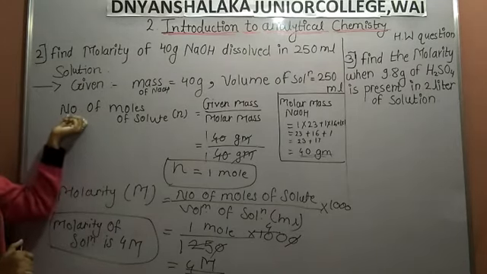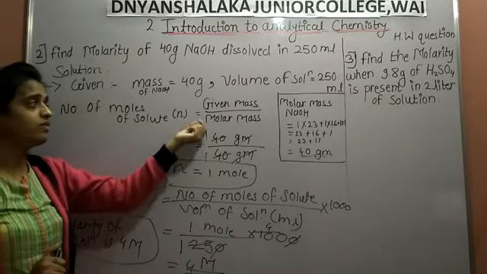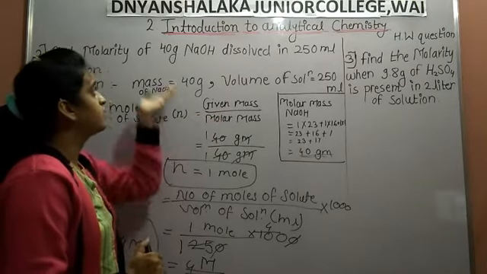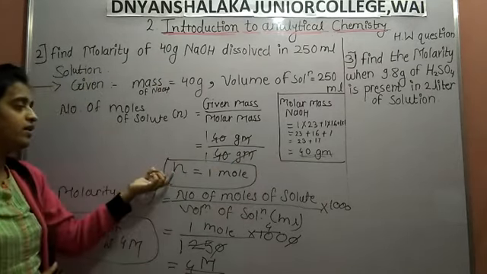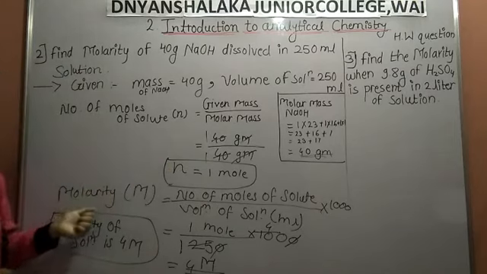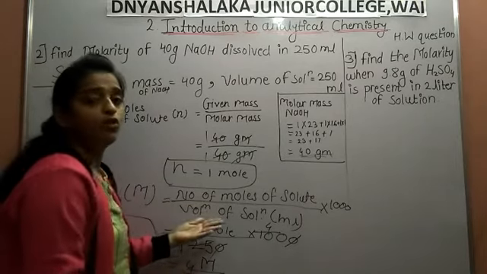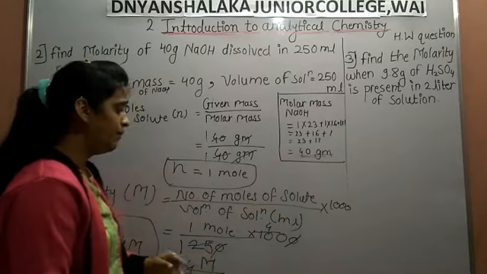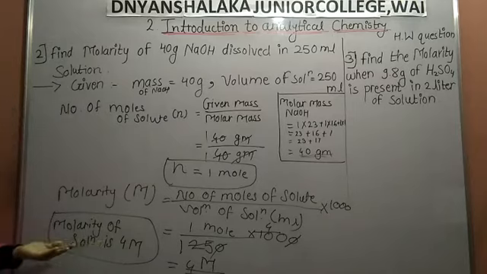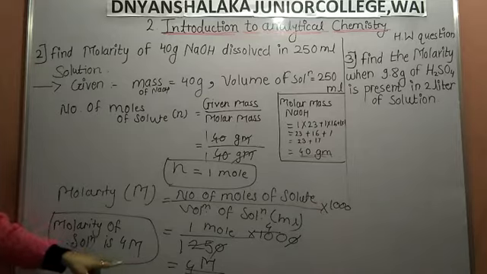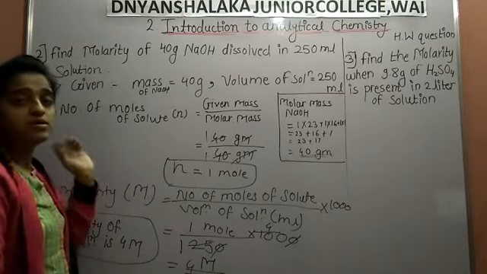Next we have to find the number of moles, small n, which is equal to given mass upon molar mass. The given mass of the substance is 40 gram and the calculated molar mass is 40 gram, so we get 1 mole. Next we find the molarity using the second formula: number of moles of solute upon volume of solution, given in milliliters, multiplied by 1000. Put in the values and find the final answer: the molarity of solution is 4 molar, or capital M. So this is question number 2.